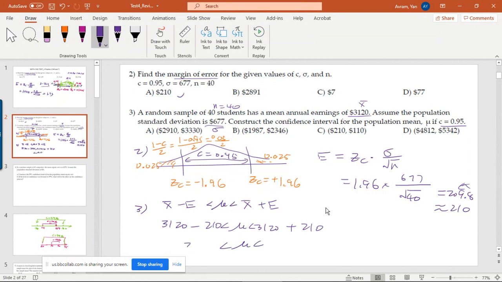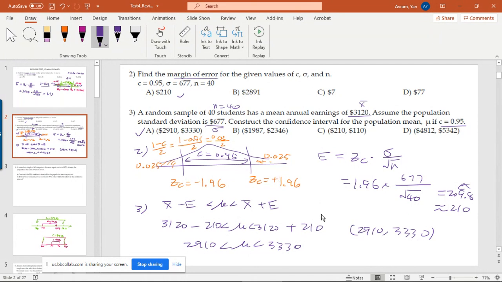And this will give you 2910 and 3330. So for my confidence interval, you write down the smaller number on the left and the larger number on the right. If they ask you to write it down, that will be the confidence interval. Okay, any questions?